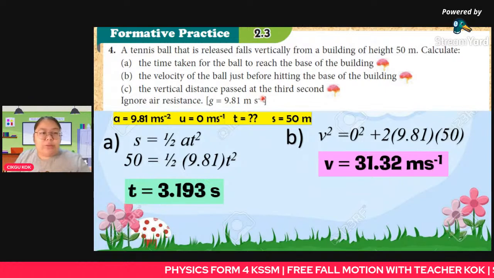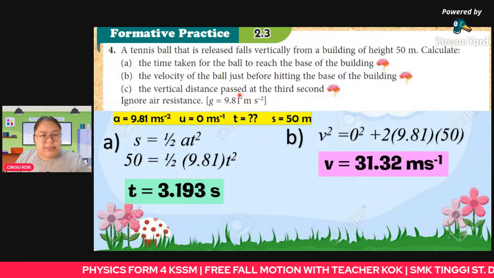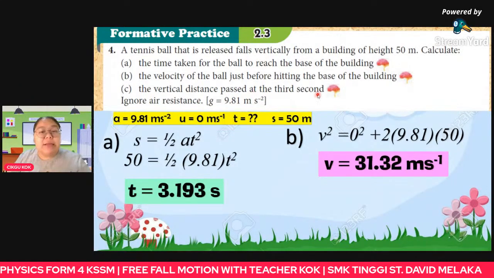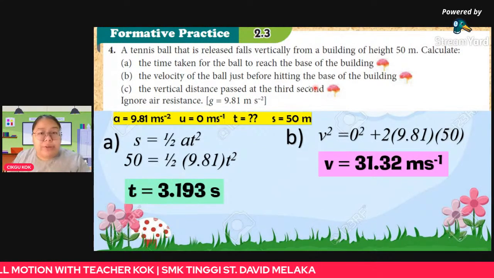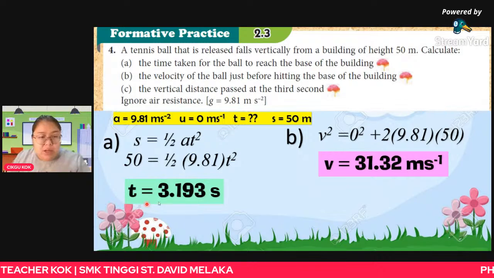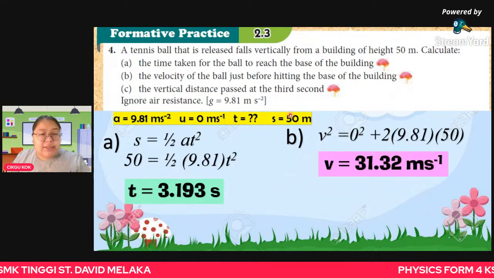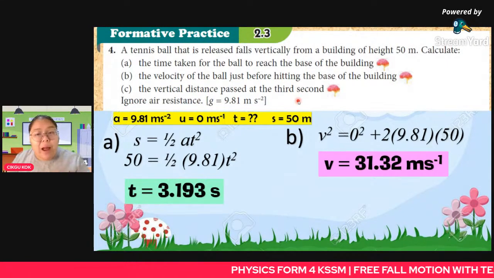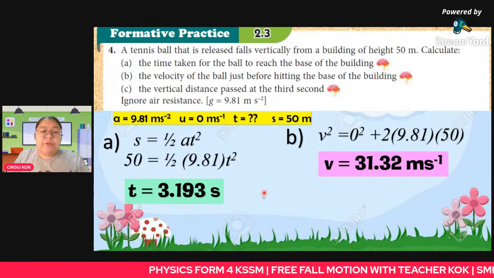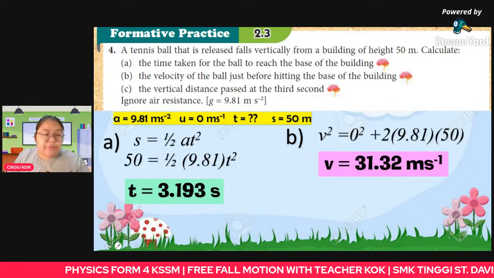Okay, last one. The vertical distance passed at the third second. The question mentioned I want the third second only. Okay, this one is 3.193 second, is it? Now I want the third second. Until the third second, how far do you move? Okay, so from here, we still continue with the info.